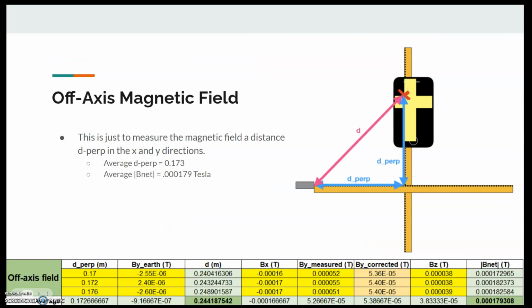So that was the on-axis magnetic field. Now this is the off-axis magnetic field. This is to measure the magnetic field a distance d perp in both the x and y directions, where my average d perp was 0.173 and my average net magnetic field is 0.000179 teslas. All of the recorded data is listed in the chart below.